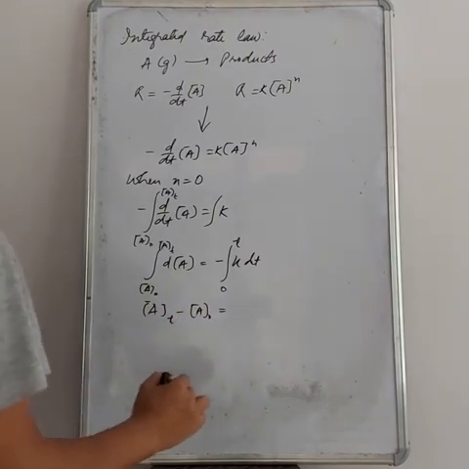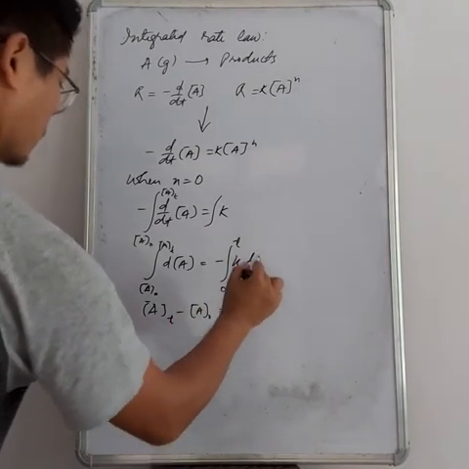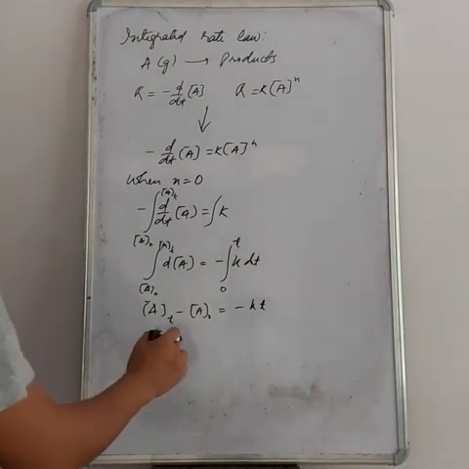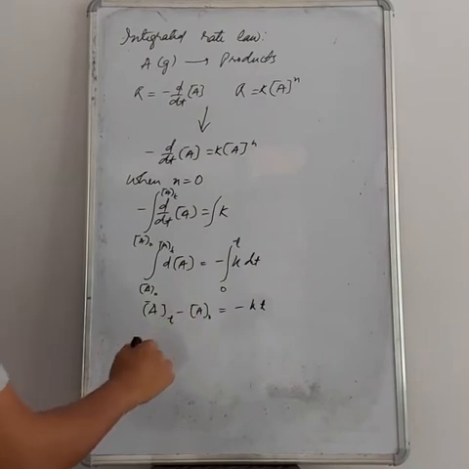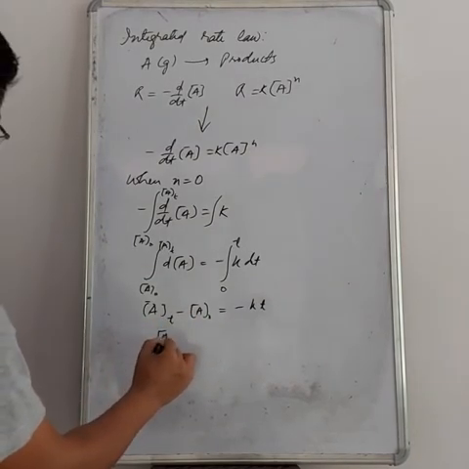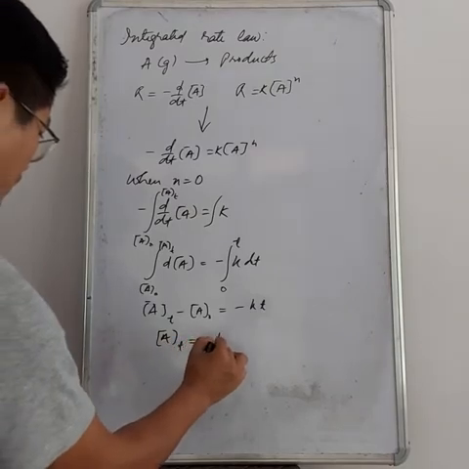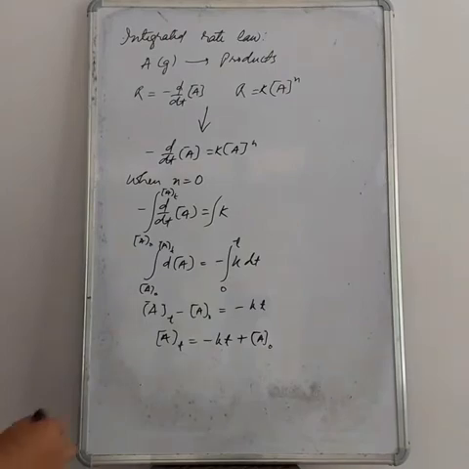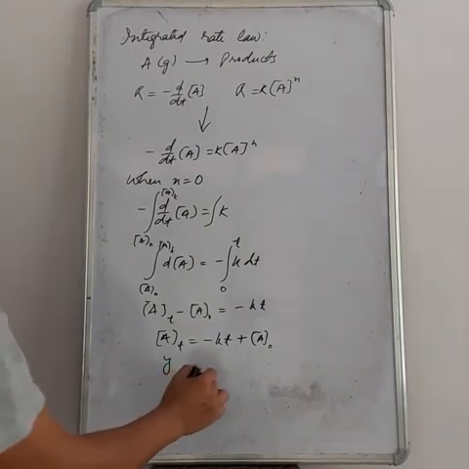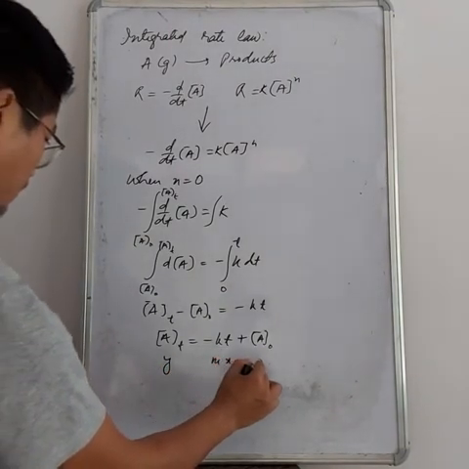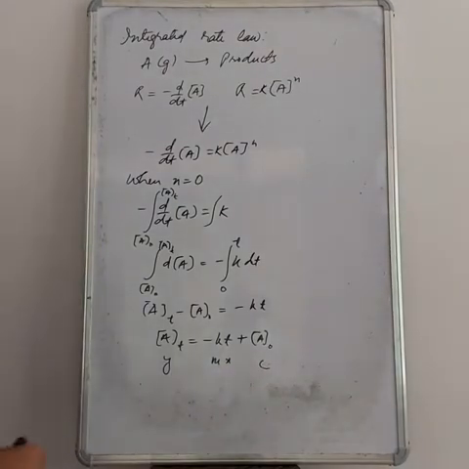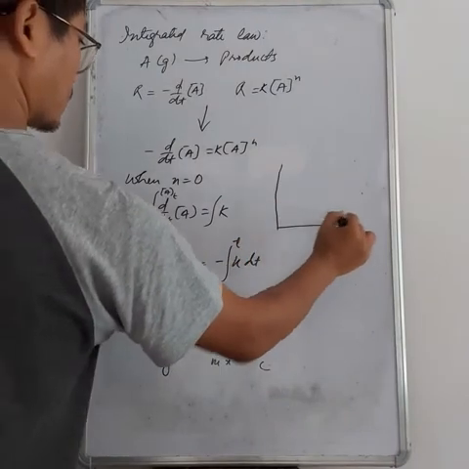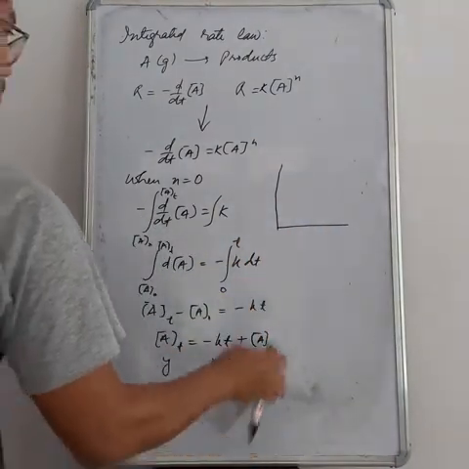Negative kt. If you differentiate this, you just get t. So let's manipulate this one. t is equal to negative kt plus a naught. So now we're also getting y = mx + c. So we're also getting a straight line. But how will it look if you plot? It's not straight.